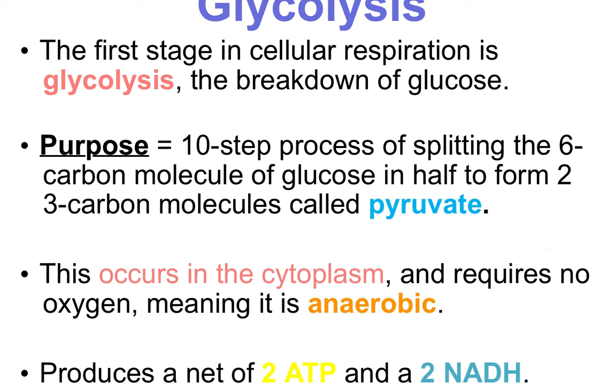But it does produce a net ATP of 2, and also 2 NADH molecules. So for 1 glucose, you get 2 pyruvate molecules and 4 ATP molecules. But it uses 2 ATP in the process, so it only nets 2 ATP molecules.